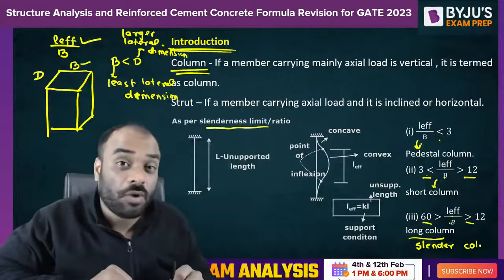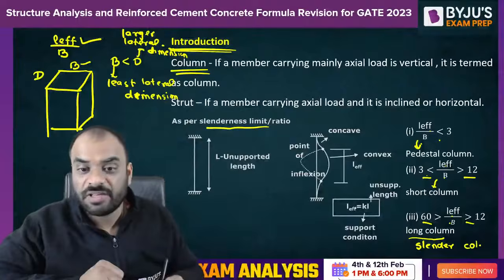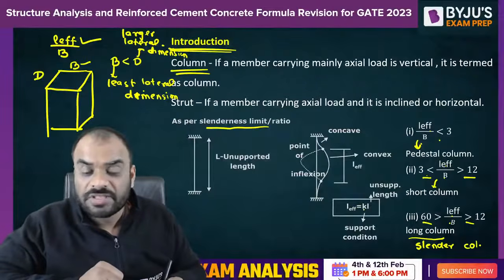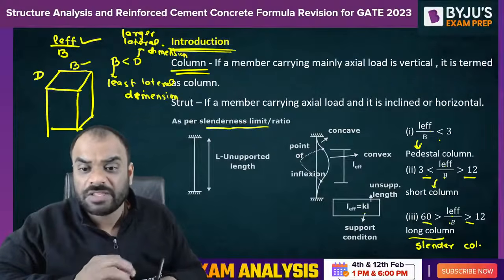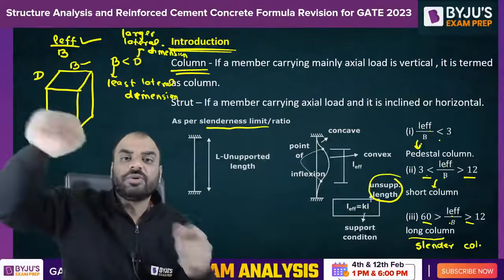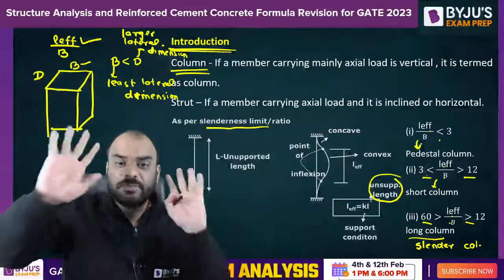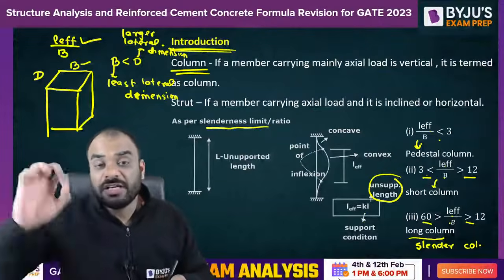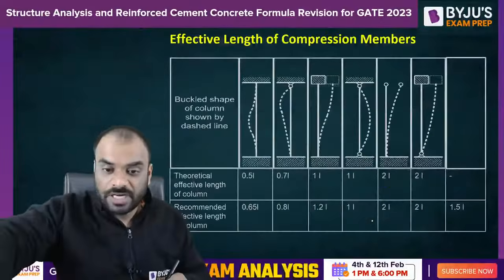Now the question is, what is L effective? L effective is nothing but the effective length of the column, which can be calculated on the basis of K into L. L is the unsupported length of the column. Unsupported means if you remove the support, what is the total length of the column? That is the unsupported length. K depends upon the support condition, right?